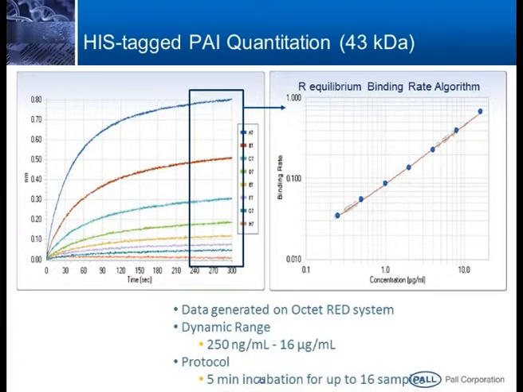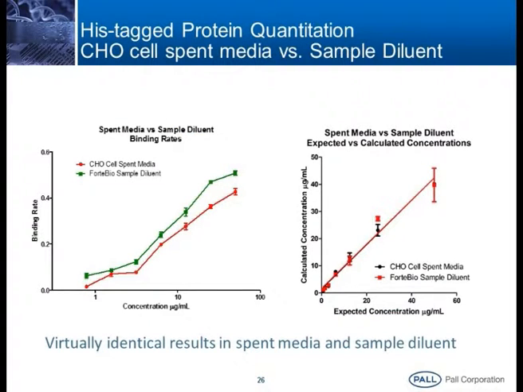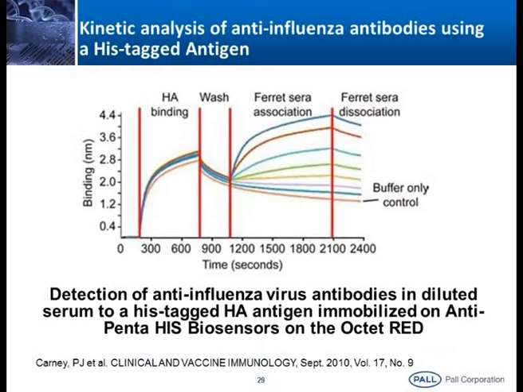This is one example, protein A quantitation, his-tag protein A. The dynamic range is 250 nanogram per ml to 16 microgram per ml. Here they performed it in media versus just a buffer. The results are on par. So we can use it even to quantify the protein in your culture. This is one of the examples. These are published examples: anti-influenza antibodies using his-tagged antigen, kinetics measurement.